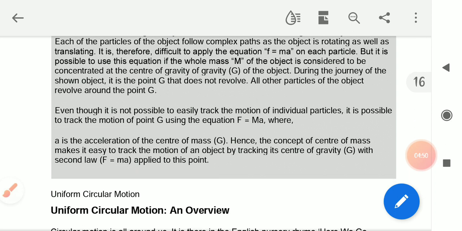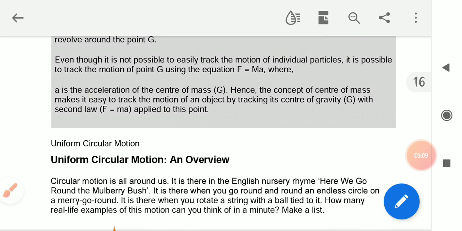We can use F equals m into a, mass into acceleration. Mass means the whole mass we are taking, and acceleration we take as that of the center of mass G. The concept of center of mass makes it easy to track the motion of an object. That is by Newton's second law, F equals m into a, mass into acceleration.